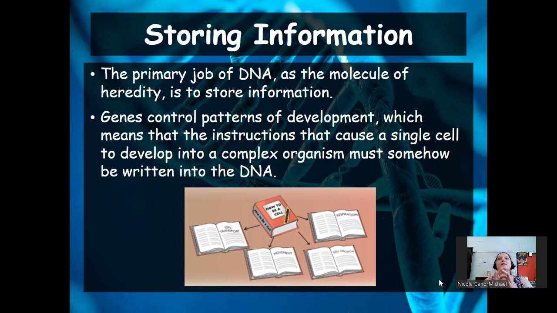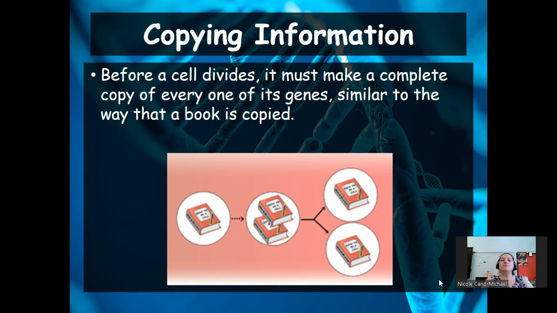And that one single cell with all of that information in it eventually developed into the amazing individual that you are. But in order to do that, it had to have all of your information. And that is why the primary job, number one job of DNA is to store that genetic information. All right, the number two job of DNA is to be able to copy that information.